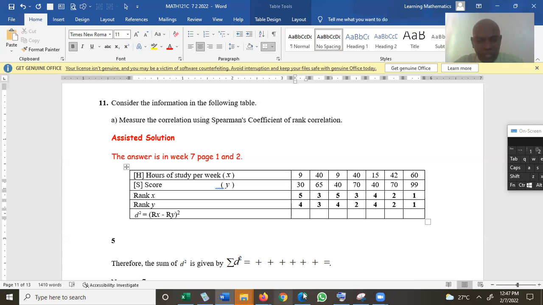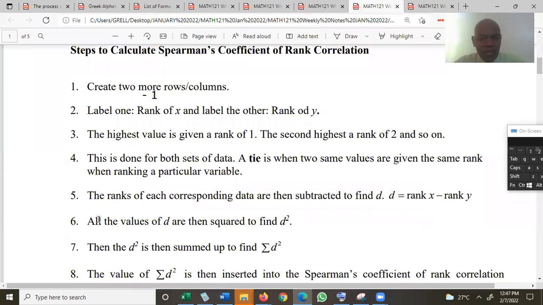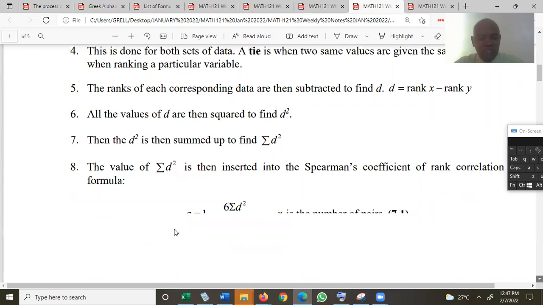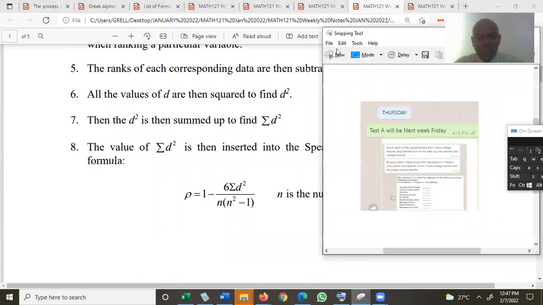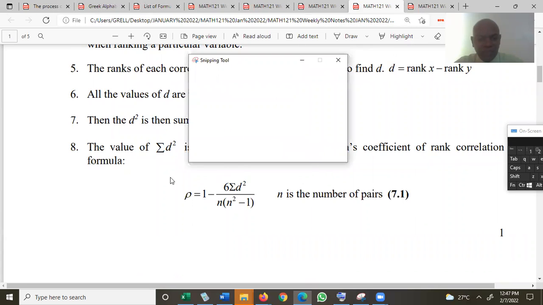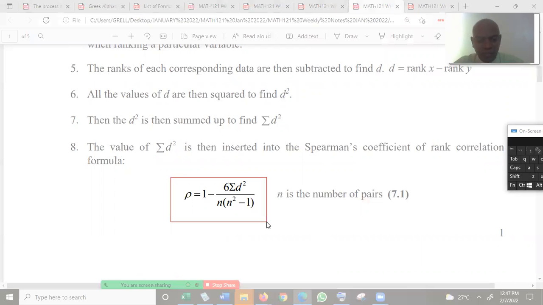Now we go to the next step. It says the ranks of each corresponding data are then subtracted to calculate D. D is equal to rank X minus rank Y. All the D's are then squared, and the D squares are then summed up to substitute into the formula, the sum of D squares. And here's the formula for Spearman's. Here it is.